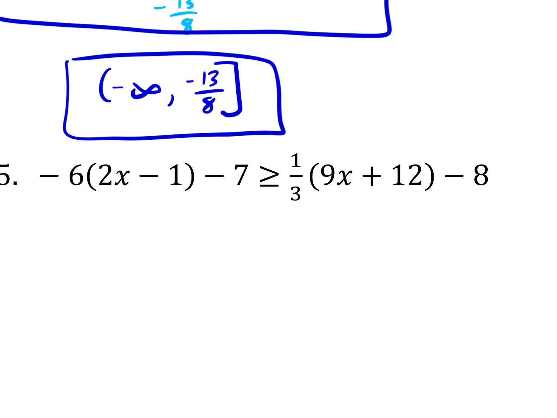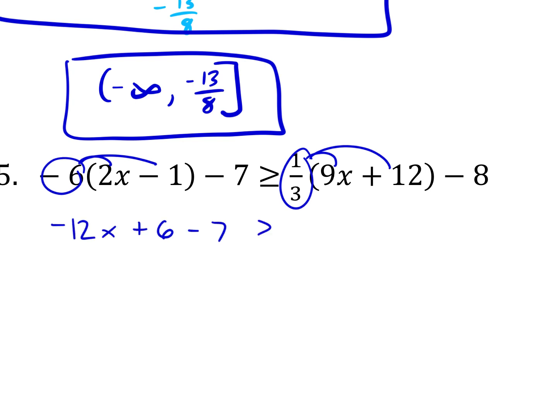What should I do first? Distribute the negative, or distribute the numbers? We're going to distribute first. So here I have negative 12x plus 6 minus 7 is greater than or equal to, what is 1/3 times 9? 3x. And what is 1/3 times 12? 4. So 3x plus 4 minus 8.